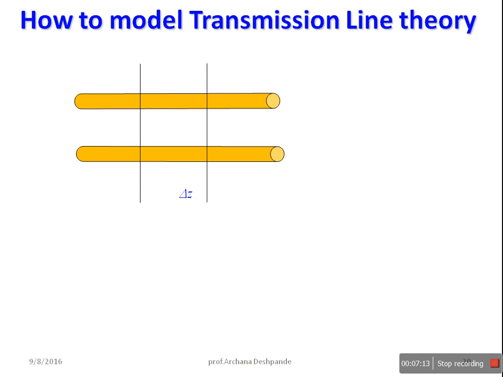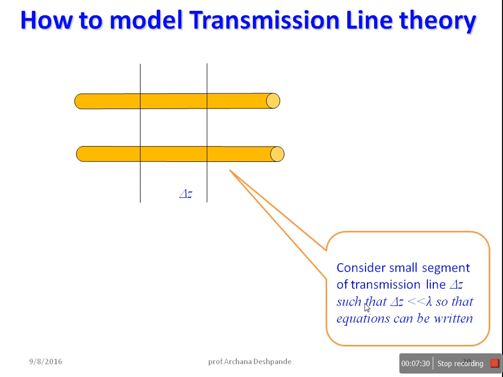So let us assume a transmission line and I divide it into small sections. Let's assume that this is a small section of the transmission line of length delta Z. Delta Z is used because I assume that the transmission line is laid along the Z axis. So I have assumed this small section of a transmission line such that delta Z is far less than lambda, and now I am going to write down the equations for it.